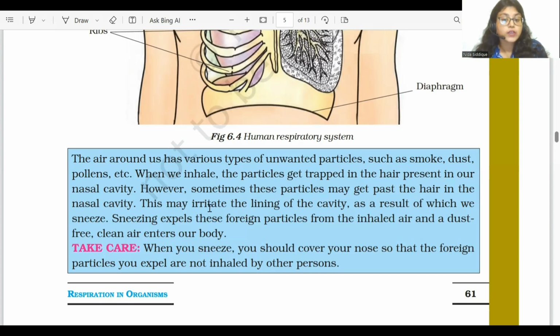Now, this may irritate the lining of the cavity, as a result of which we sneeze.